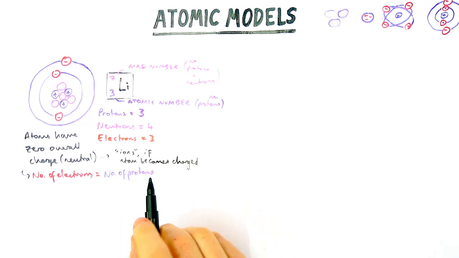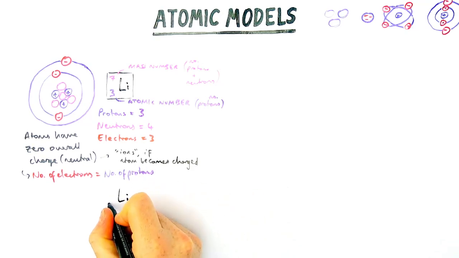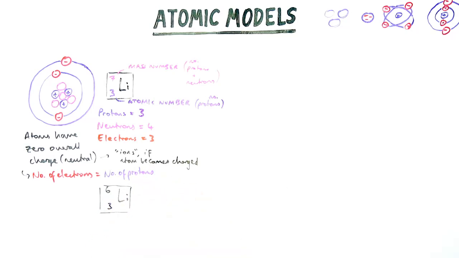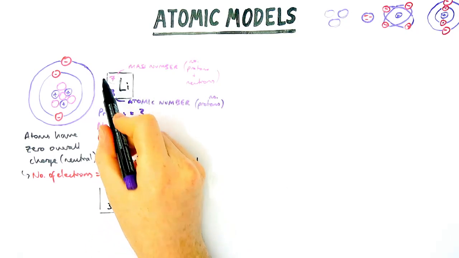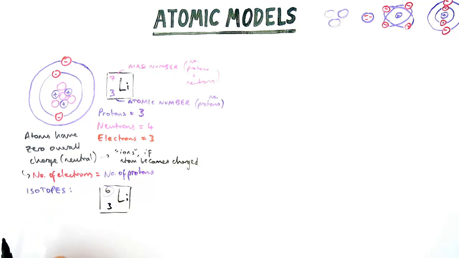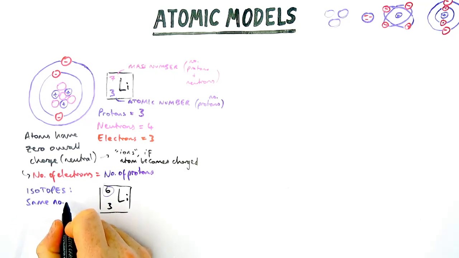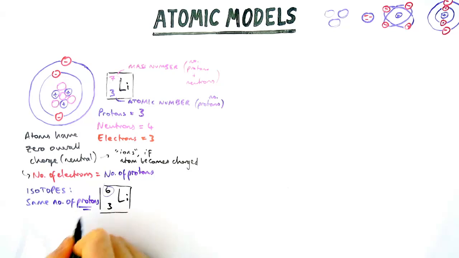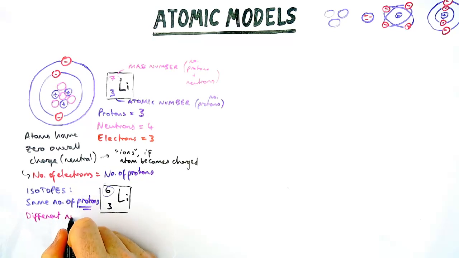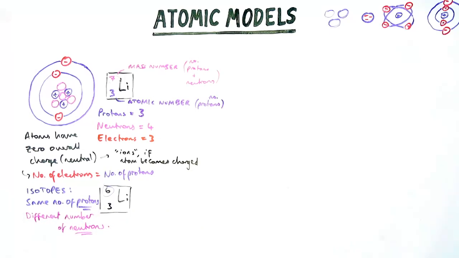Now, let's take another example of lithium, which this time has a different mass number. The same proton number, but a different mass number. The same number of protons means it has to have a different number of neutrons, and we call that an isotope. So the same number of protons as another atom, but a different number of neutrons, meaning either one less or one more. Either way, we call those two things isotopes of the same element.